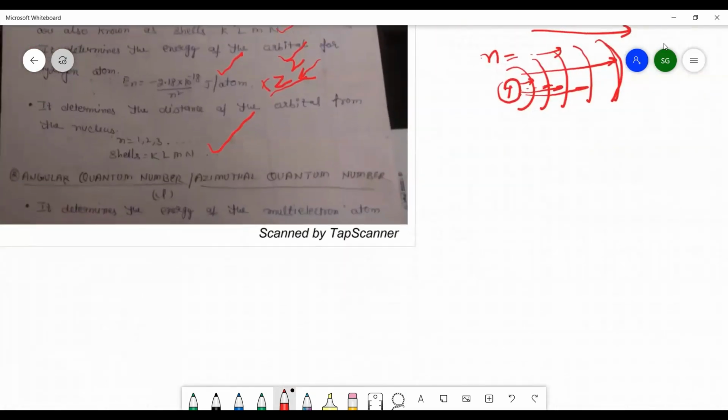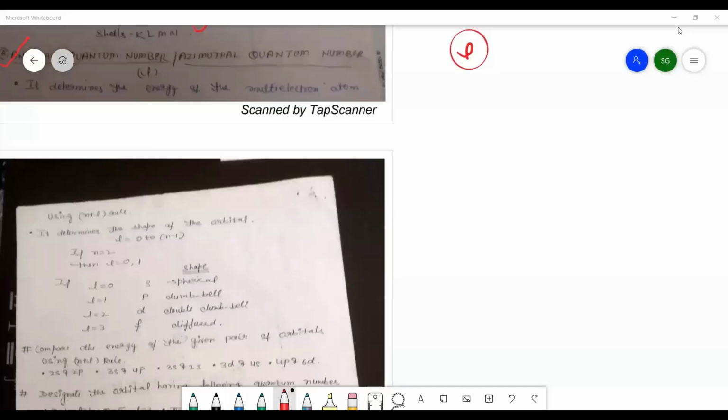Now the second quantum number is the angular quantum number, which is also known as the azimuthal quantum number. It is denoted by the symbol L, and this L signifies the shape of the orbital. It also determines the energy of a multi-electron atom using the n plus L rule. If we know the value of n and the value of L, we can identify which orbital has higher energy and which has lower energy.